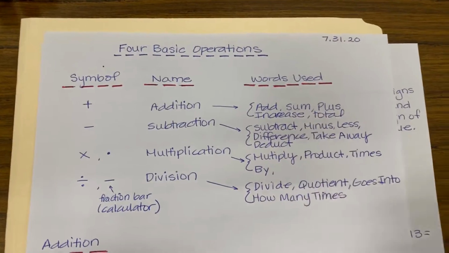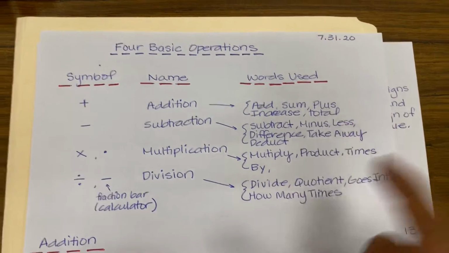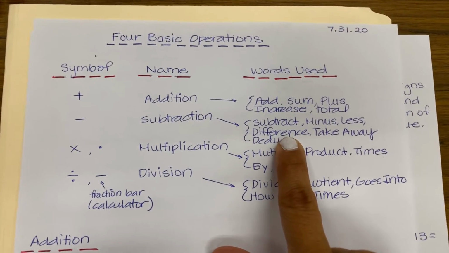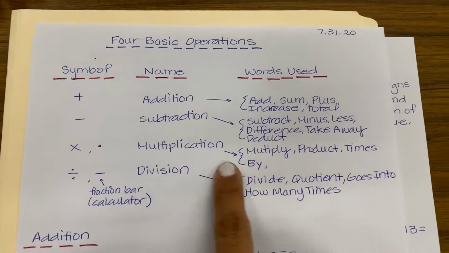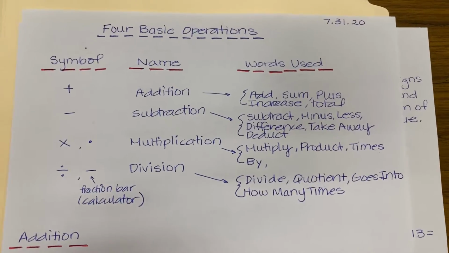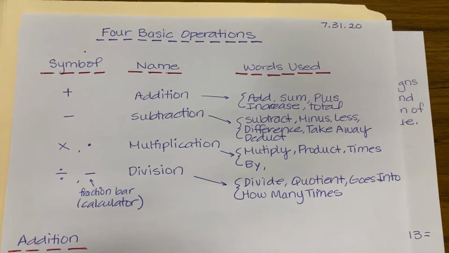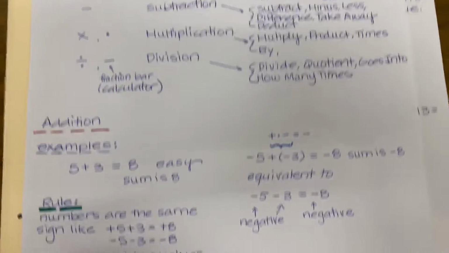Okay, words used: add, sum is your answer, right? So what is a sum? I'm asking you to add 2 values together. Plus, increase, total. Okay, subtraction, the difference is what you would call the answer. So once you subtract, that's the answer, difference. Take away, deduct. Multiplication, you guys know product. Product is the name of the answer. Division, that would be quotient, right? Goes into how many times.